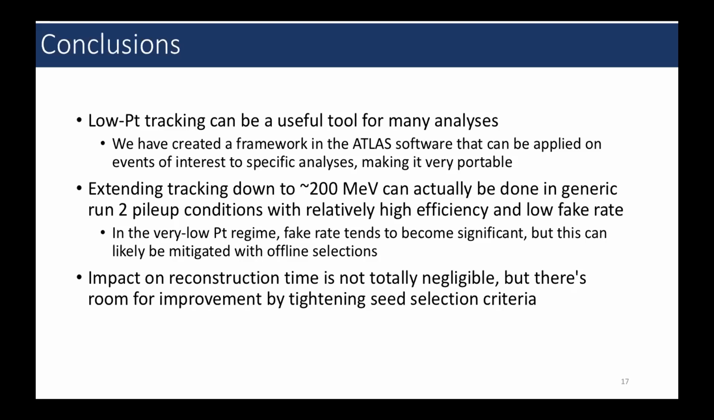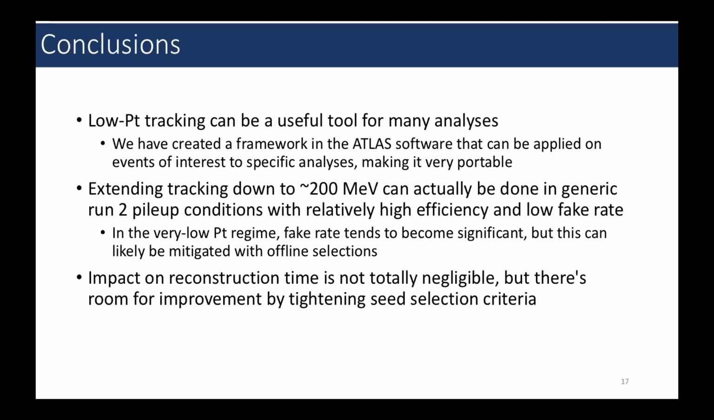In the very low PT regime, though, say below 200 or 250 MeV, the fake rate does tend to become significant, but we think that this can be mitigated with offline selections. Of course, the impact on reconstruction time is not totally negligible, but there is room for improvement by tightening seed selection criteria, as I discussed on the previous slide.